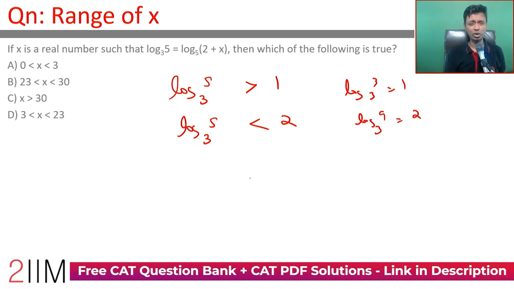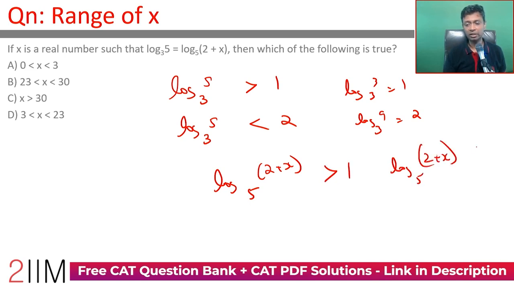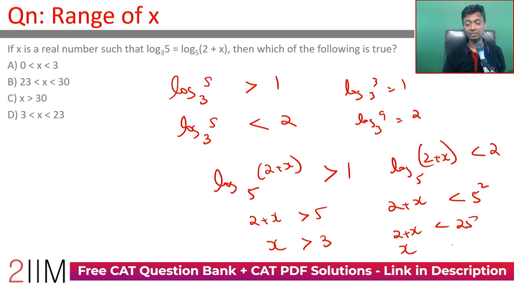We want to find a range of x. So log of 2 plus x to the base 5 is greater than 1, and log of 2 plus x to the base 5 is less than 2. Or 2 plus x is greater than 5, and 2 plus x is less than 5 square. Or x is greater than 3, and 2 plus x is less than 25, or x is less than 23. So 3 less than x less than 23. We're going to get a narrower range than this.